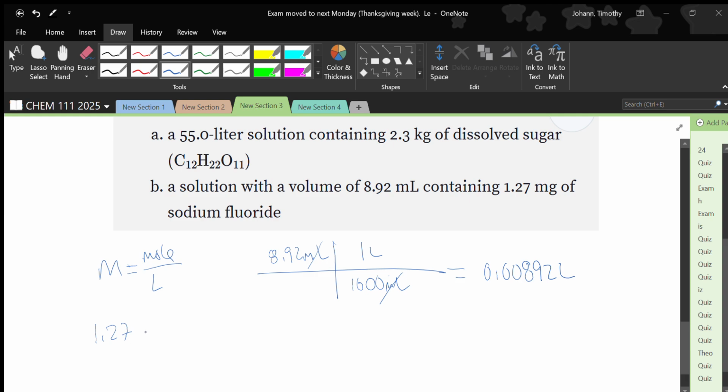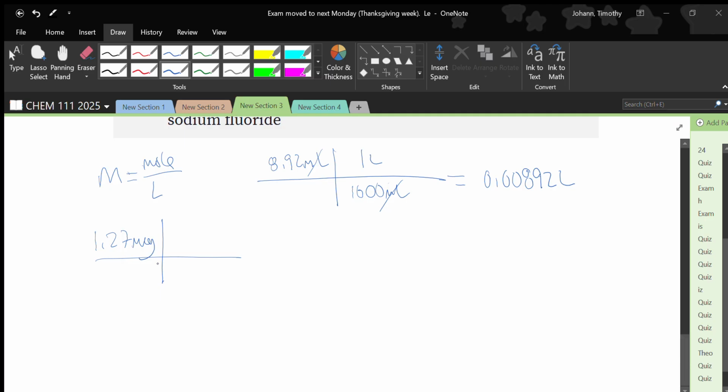So you've got 1.27 milligrams. I'm not going to write down that it's sodium fluoride because we don't have two compounds here. How many milligrams in a gram? 1,000. So once again, I was going to say this is tricky, but it's not. 1,000 on the bottom, right? So it cancels, equals 1 gram, milligrams to grams. And then we can go on once we have our molecular mass, right? I'm not even going to bother finishing this just yet.